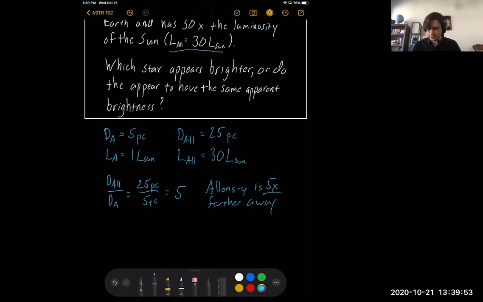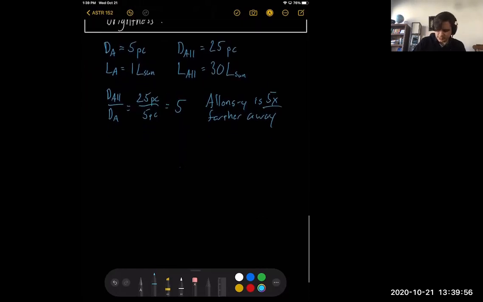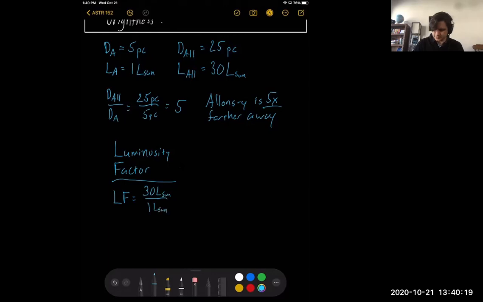And now we can proceed just as we were before, where I can do my luminosity factor. So my luminosity factor is going to be just compare their luminosities. So here we have 30 L sun compared to 1 L sun. So 30. And notice that I could have used a different number there. You just have to divide them to figure out luminosity factor, which is how many times brighter the bright one, or the naturally brighter one, is compared to the naturally dimmer one.